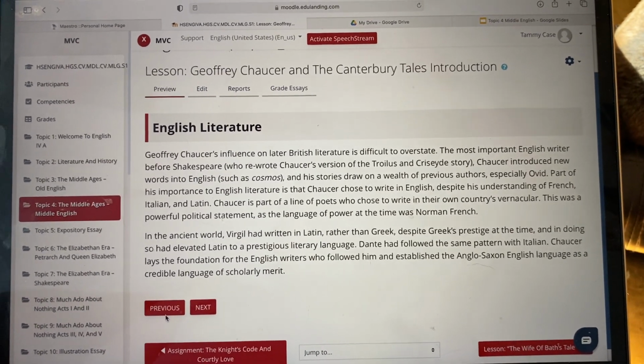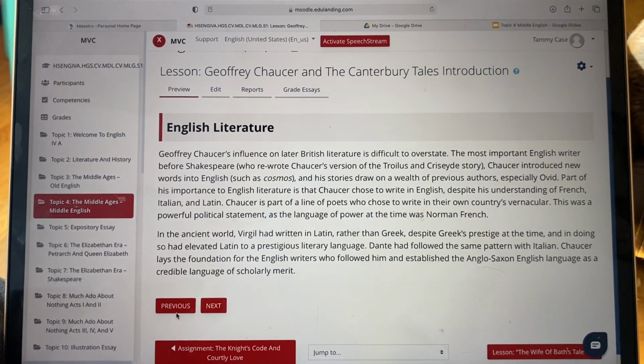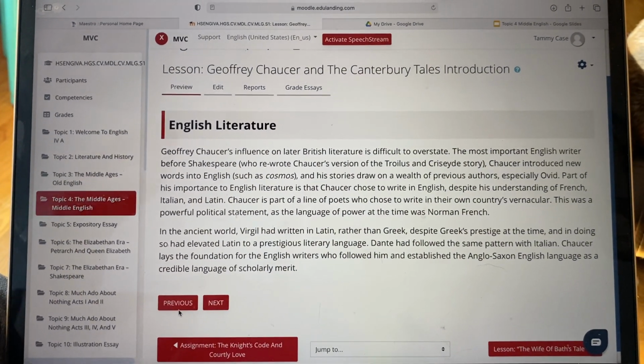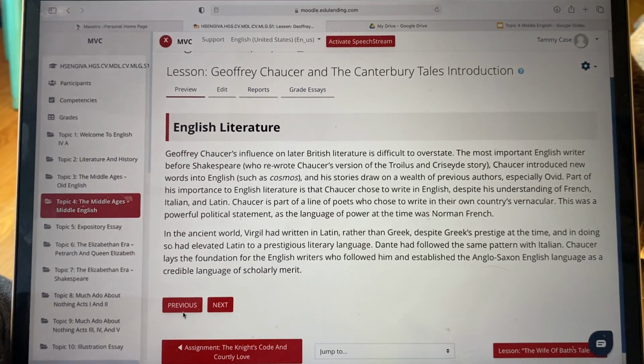And something else to remember, this is a frame story, which means it's a story within a larger setting. The Wife of Bath is not the main character.